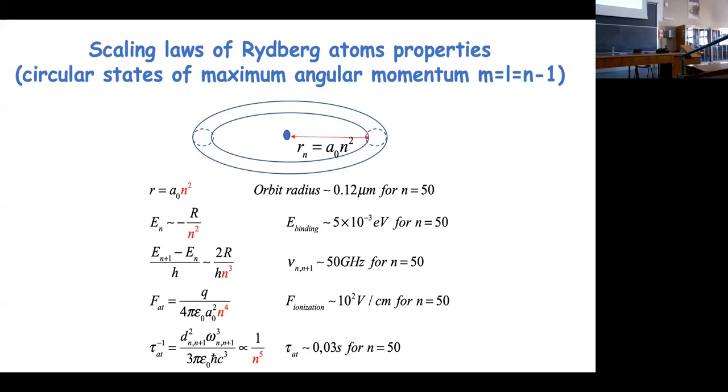I remind you that the lifetime for n equal 2 is about 1 nanosecond. So you multiply this nanosecond by a huge factor, and you get a lifetime of 30 milliseconds for n equal 50. 30 milliseconds is a very long lifetime at the atomic scale. So it means that these atoms, you can consider them as stable. During the time of the experiment, they don't radiate spontaneously.